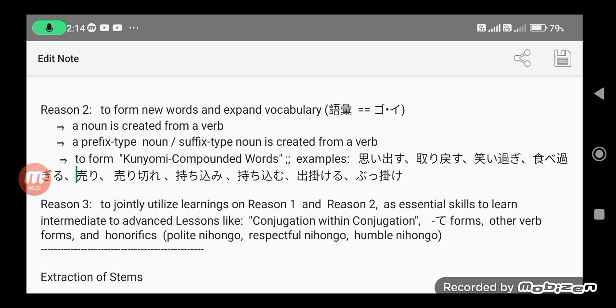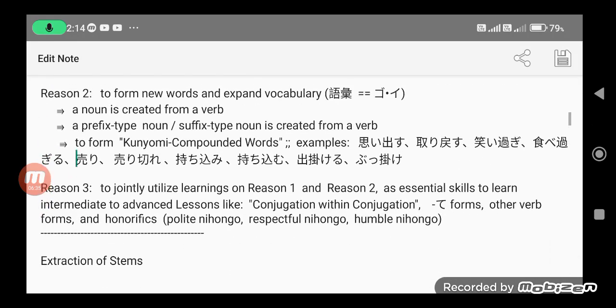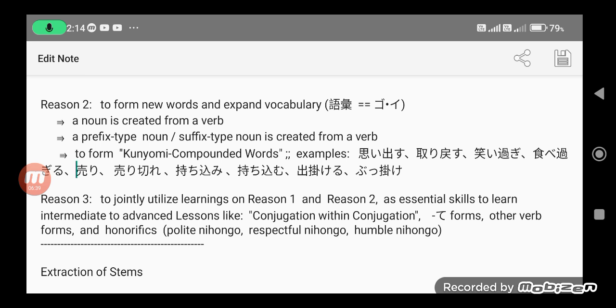And then reason number 3, why do we need to study this extraction of stems? To jointly utilize our learnings on reason number 1, conjugation, and also combining it with our learnings in reason number 2, expanding our vocabulary, as essential skills to learn intermediate to advanced lessons like conjugation within a conjugation, and the te forms or other forms, because there are other verb forms like the potential form, the volitional form, the passive form, causative form, conditional form, and also the honorifics. The honorific way of speaking Japanese, let's say polite nihongo, respectful nihongo, and humble nihongo.